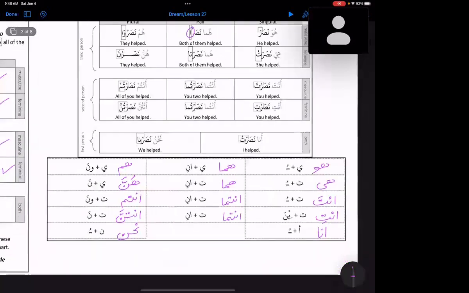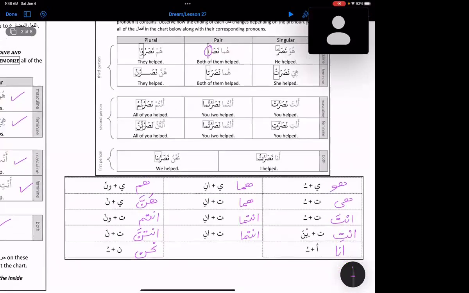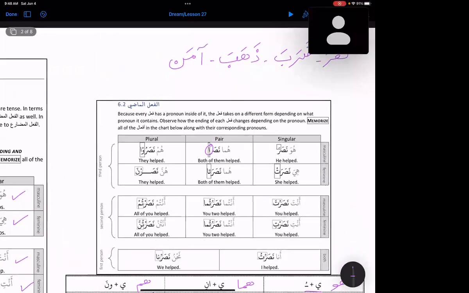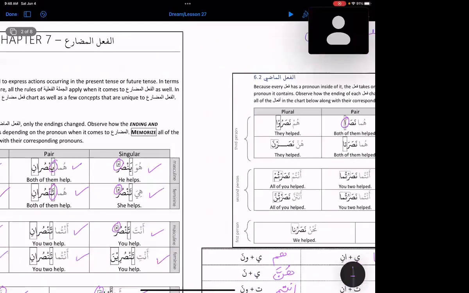Okay, now the same thing over here. We need to remember that Huwa is taking Ya and U sound. Hiya is taking Ta and U sound. Anta is taking Ta and U sound. And then Anti is taking Ta and Ina sound, right? And Ana is taking A and U. And Nahnu is taking Na and U, right? Then Antunna and Hunna, we already did that, right? So we can keep these things in our mind whenever we are conjugating, okay? So kind of we have to memorize them.